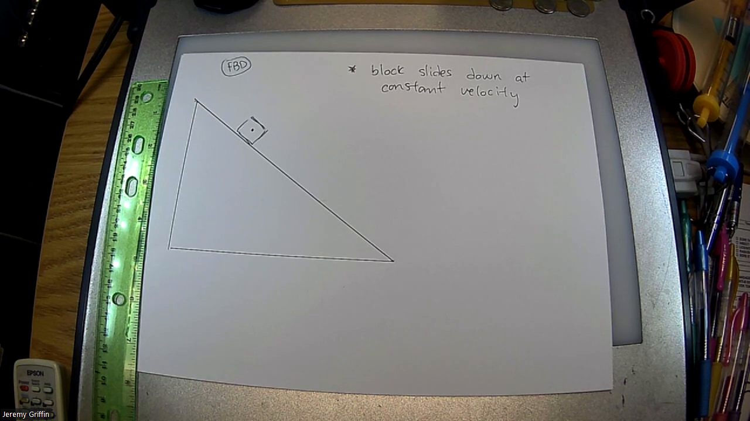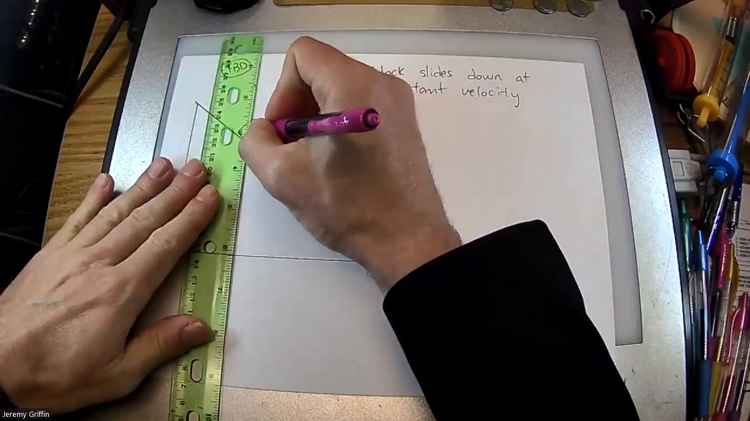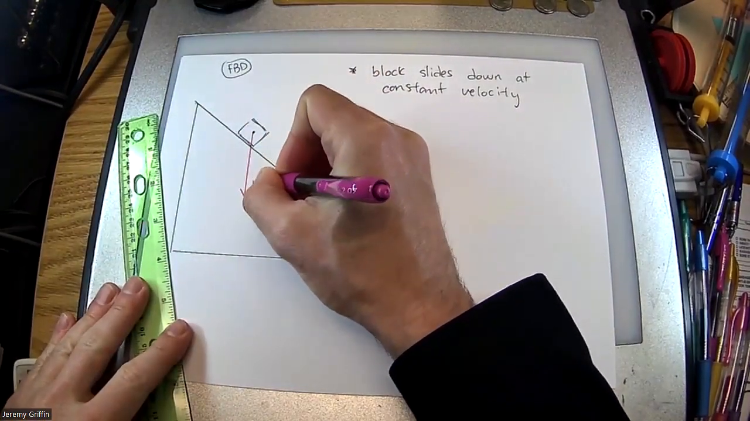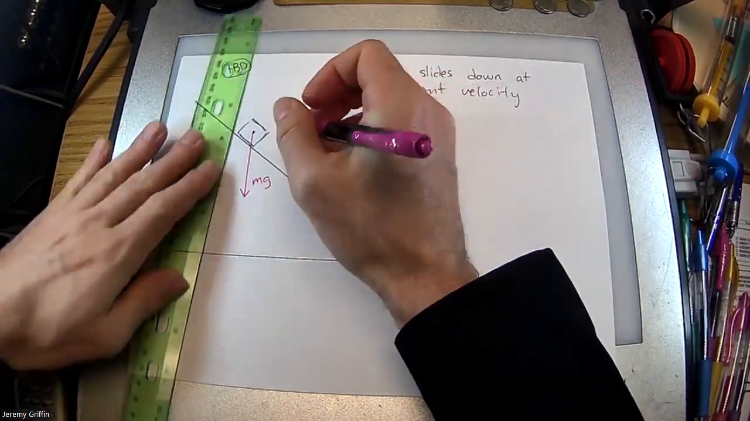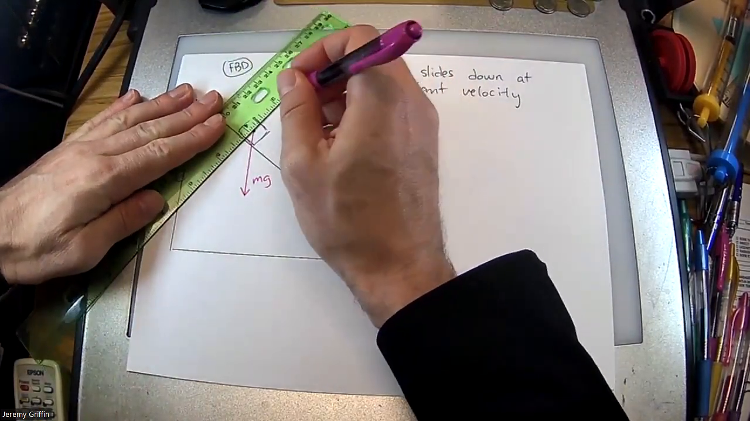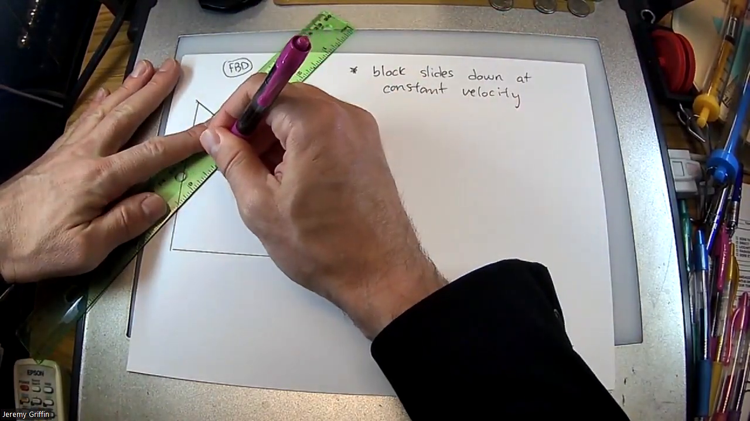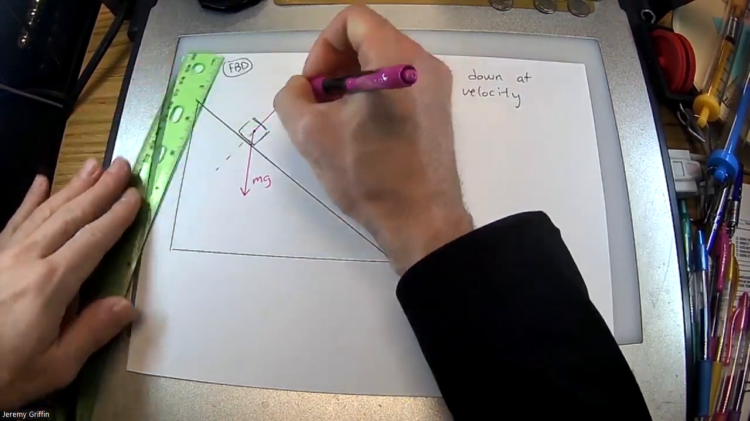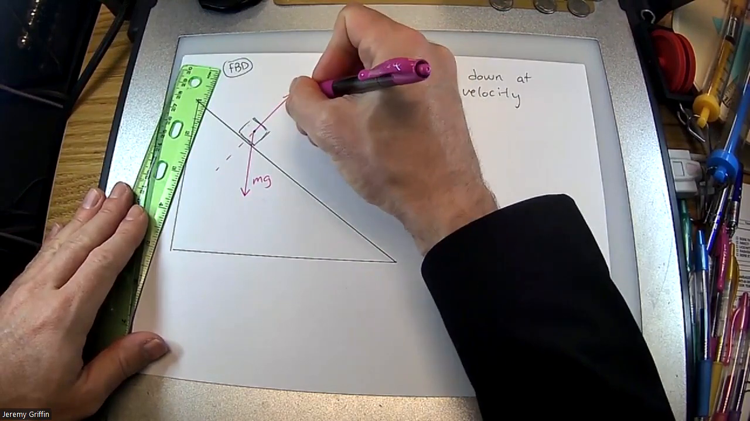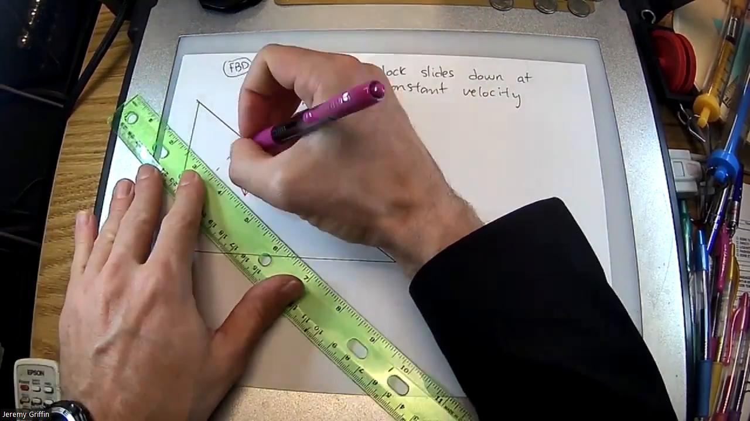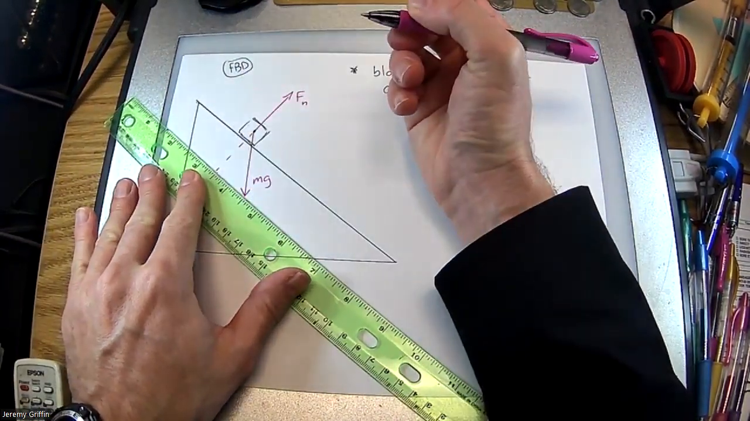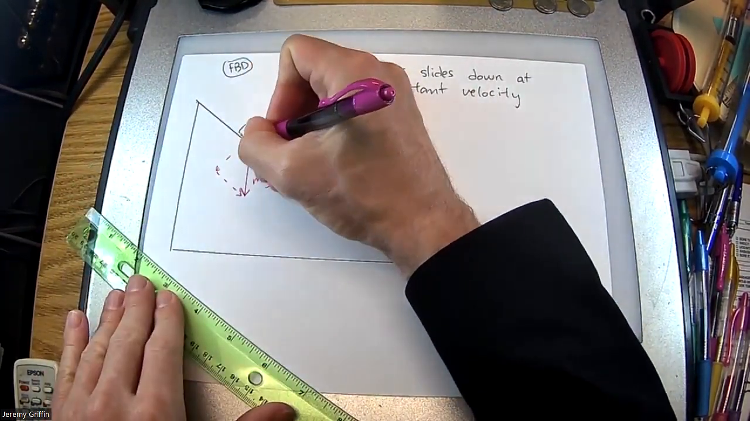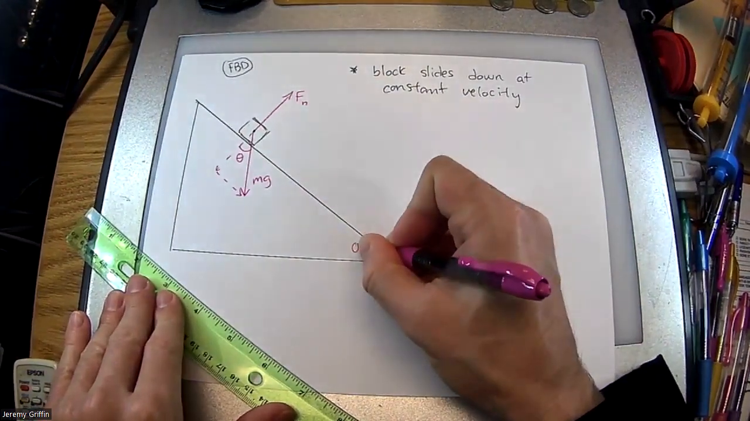All right. So I think a bunch of you guys were getting this. You said, yep, this block has a weight, mg, straight down. Now there's a normal force, F sub n. It might help to split the weight into components so that you know how long to draw the normal force. That angle theta matches that angle theta.